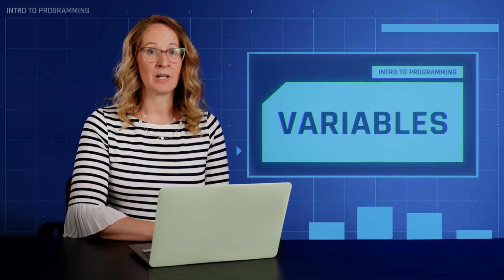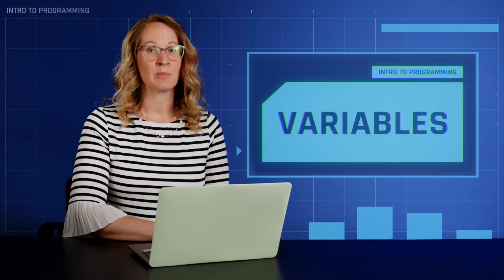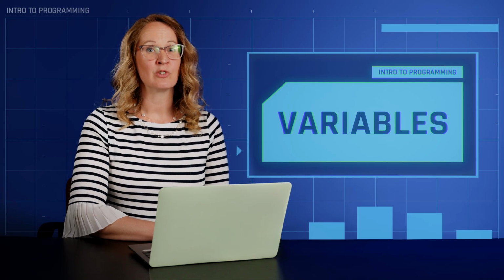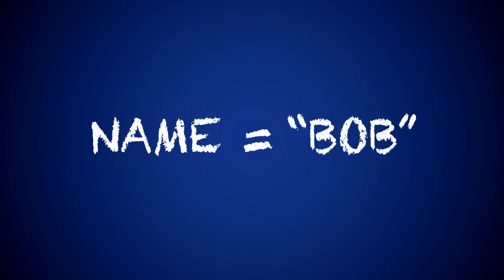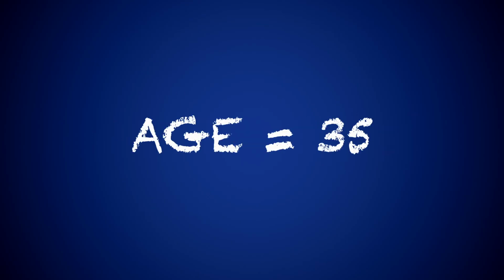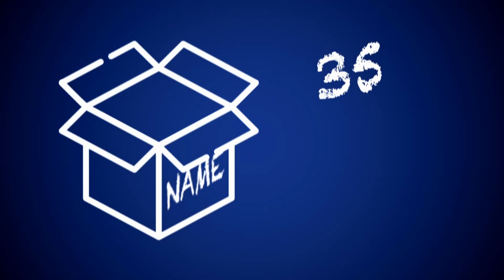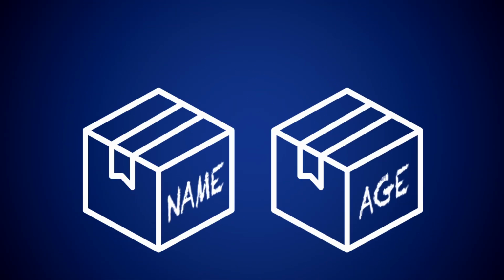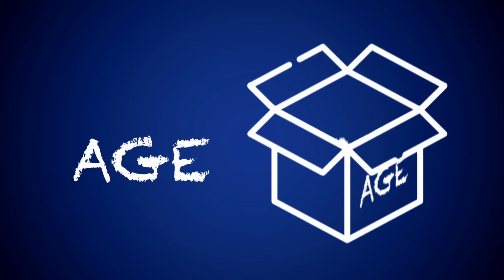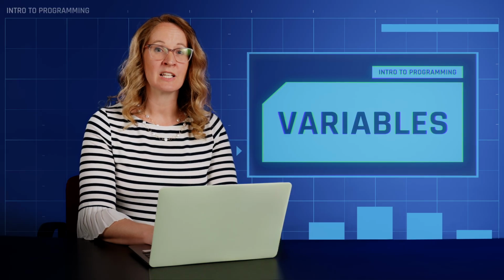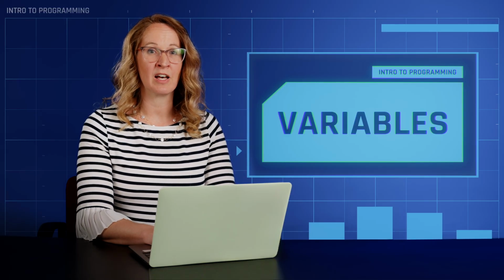The storage room in my computer is the computer's memory. You store information in a variable like this: name equals "Bob", in quotes, and age equals 35. When you do this, it puts the information in the box. When you want to get the information back out of the box, you can just use the variable name. Creating variables in Python is easy. We just need a descriptive name and a value.